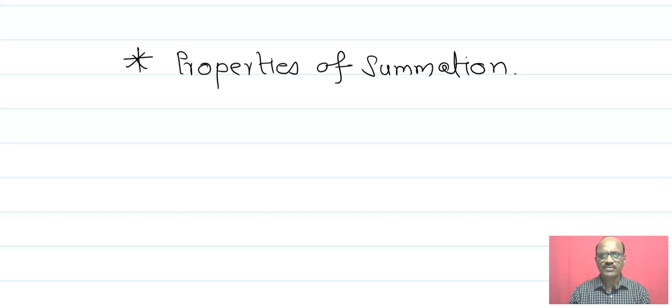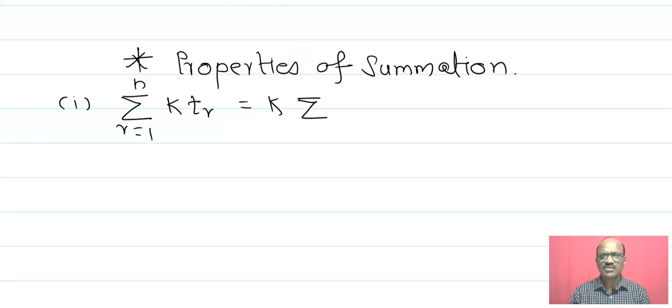In this video, we will see the summation of the natural numbers, summation of the squares of natural numbers, and summation of the cubes of the natural numbers. The first property: summation r is equal to 1 to n of the constant k into tr is equal to k summation r is equal to 1 to n of tr, where k is not equal to 0.